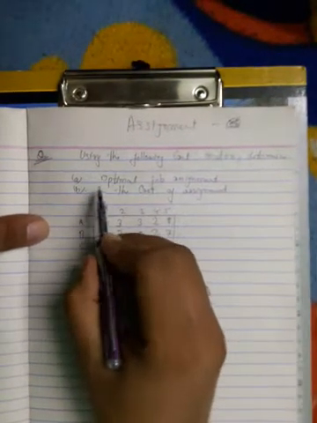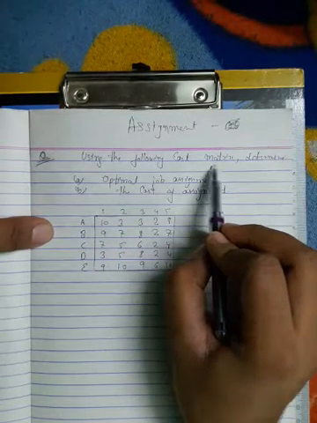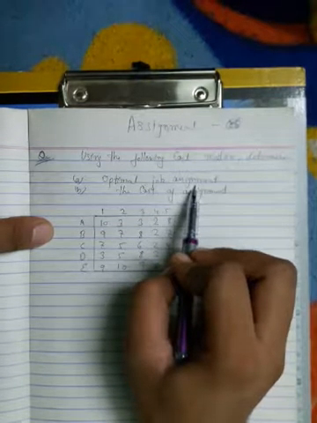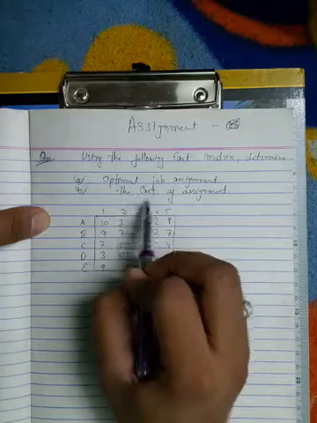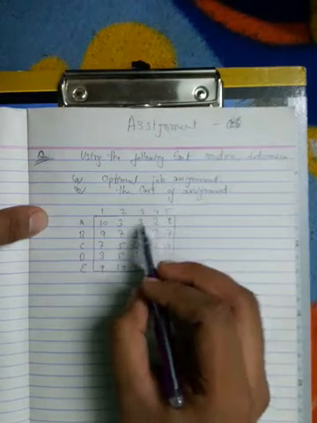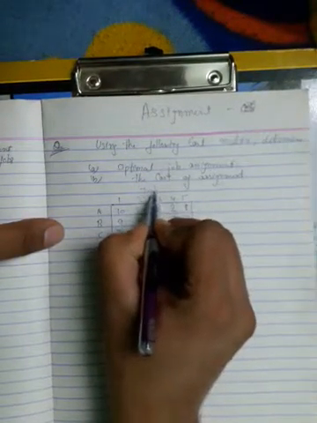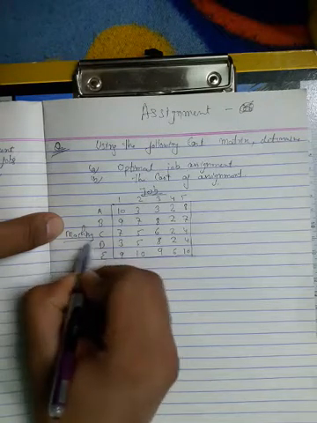Okay, now the question is: using the following cost matrix, determine the optimum job assignment. And second, we have to find the cost of the assignment. The given matrix is as it is. Here it is your job and here it is your machine.